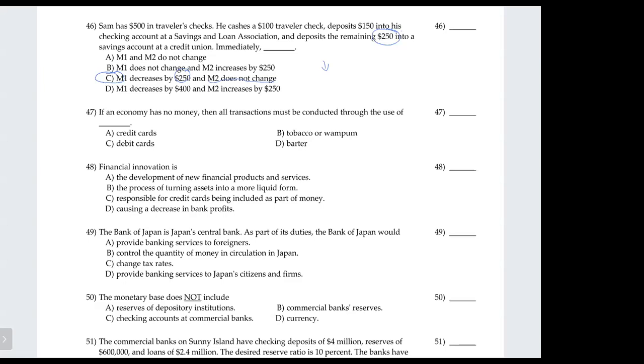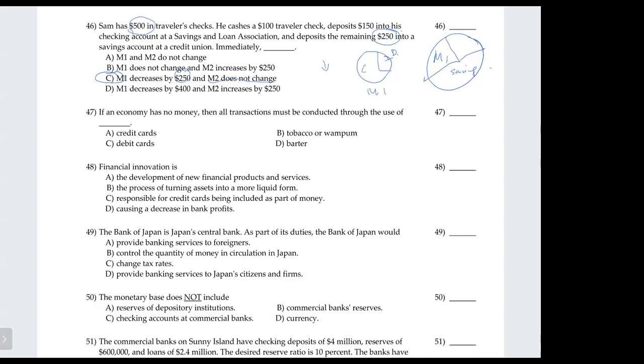Remember, let's just draw a circle. M1, you have two parts. One is currency or cash, the other is your deposit in the checking account. What is M2? M2 includes M1, and then the other big chunk is savings deposits. Now in this example, he started with a 500 travel check. Okay, so that's already in M1.